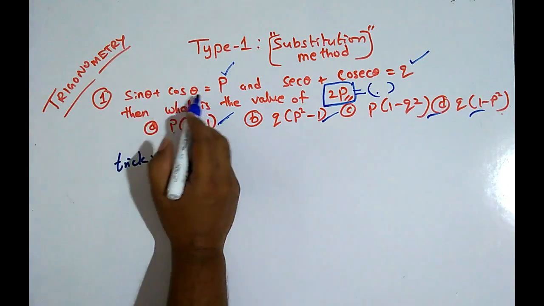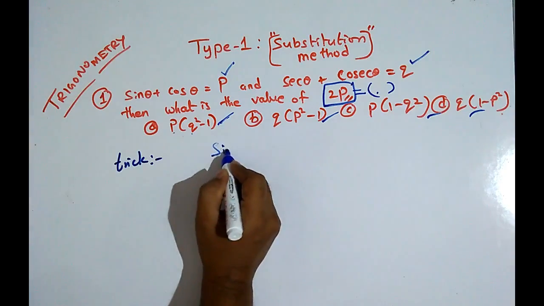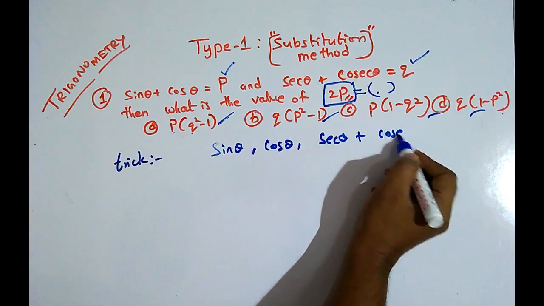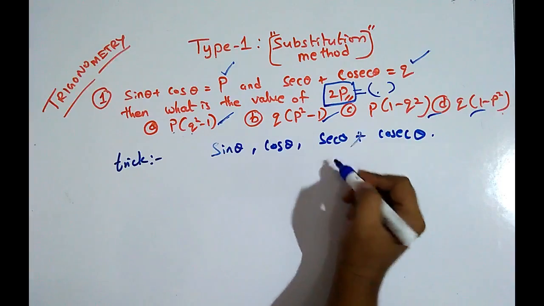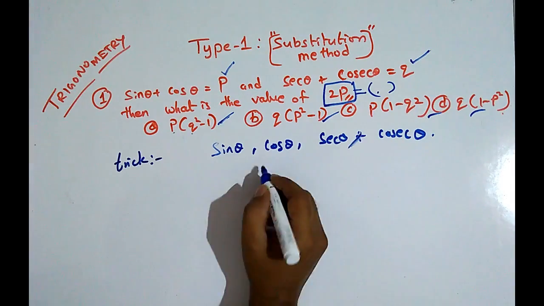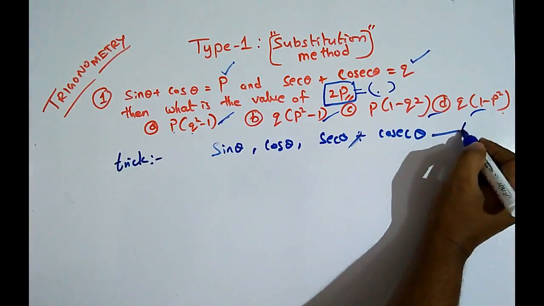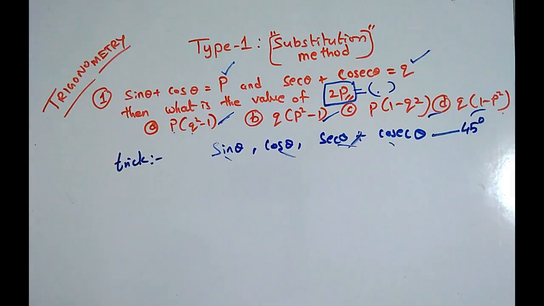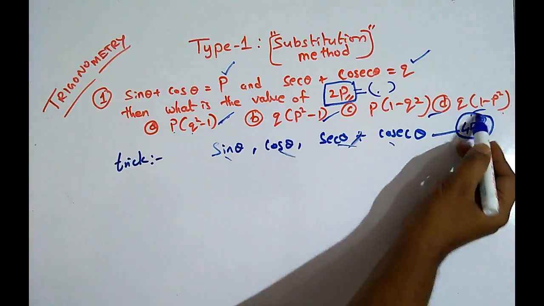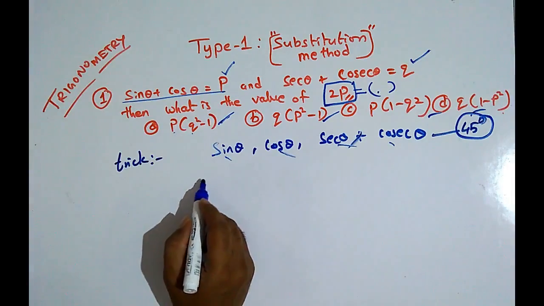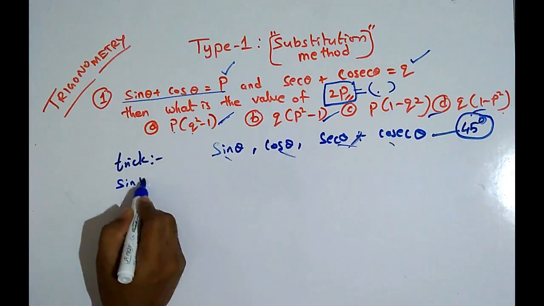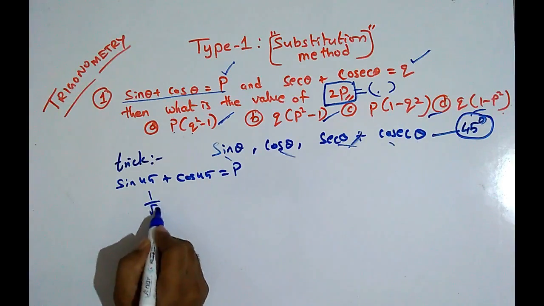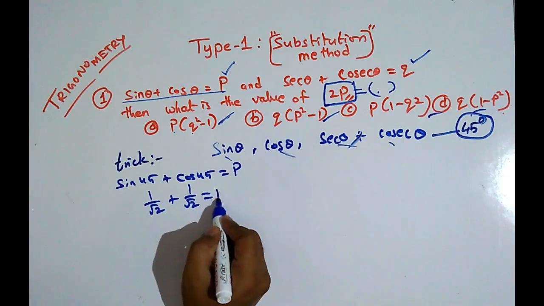As we see here, this question has sin theta, cos theta, secant theta and also cosecant theta, friends. So we have these many trigonometric functions. It's always better to go for 45 degrees if you have sin theta, cos theta, secant theta and cosecant theta. If we substitute theta equals 45 degrees in the first expression, then we get sin 45 plus cos 45 equals P. Sin 45 is 1 by root 2, cos 45 is also 1 by root 2, that is P.